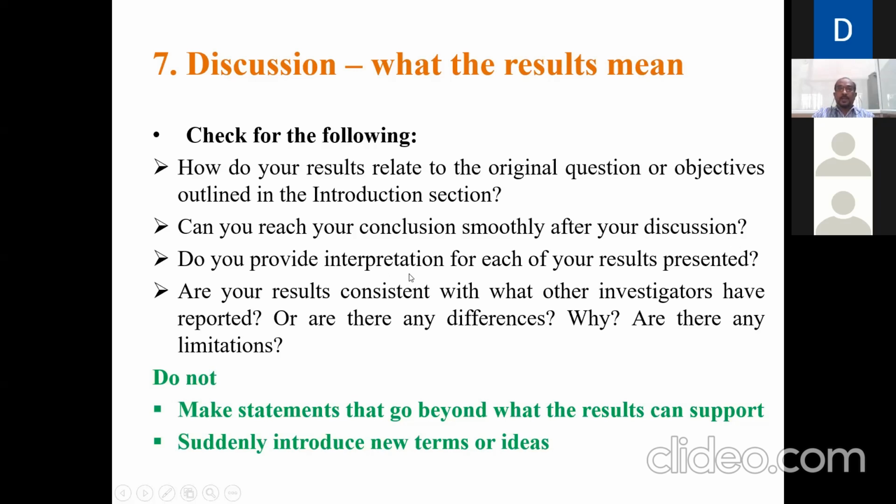Do you provide interpretation for each of your results presented? So already I told that. You have to interpret your result with the existing one. Then only your result will be highlighted and your work will be somewhat better than the existing one. Right? Do not make statements that go beyond what the result can support, and do not suddenly introduce new terms or ideas.